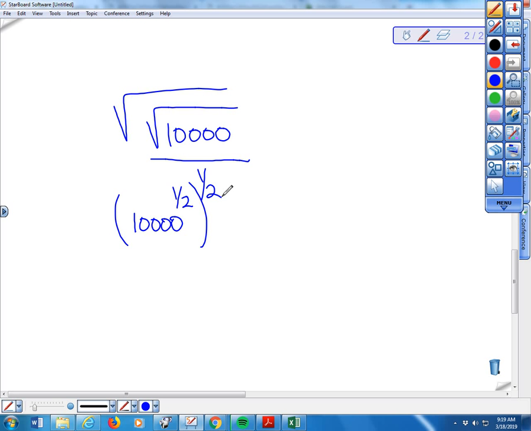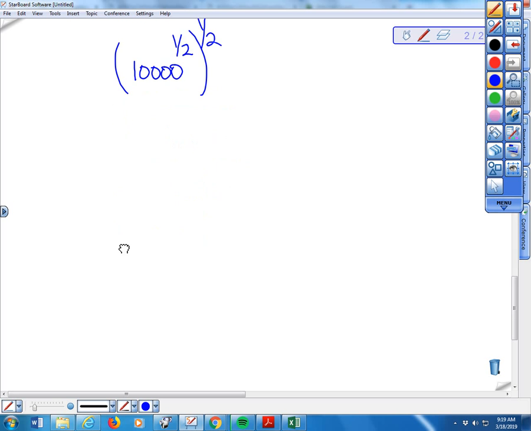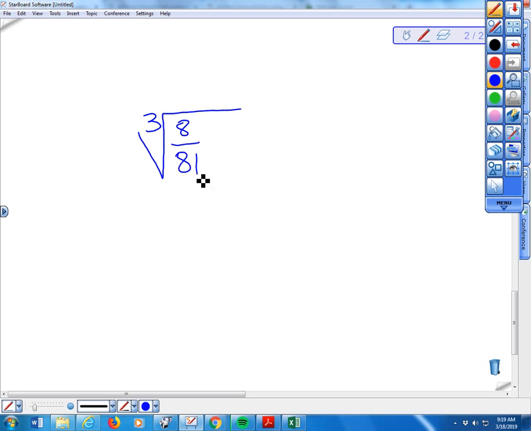I'm trying to decide if it's this whole thing that's squared. I would recommend on problems like this that you simplify where you can first. Break it down.